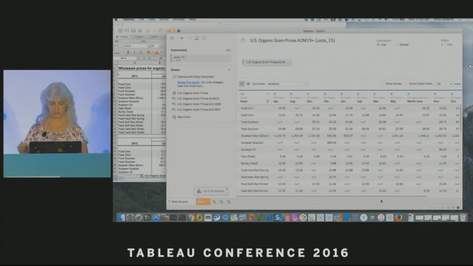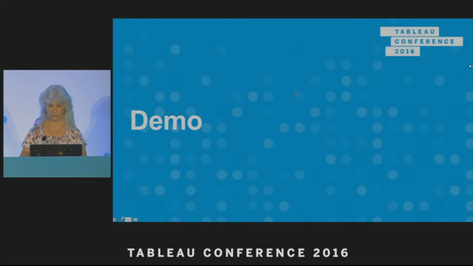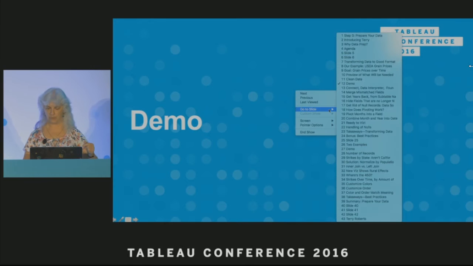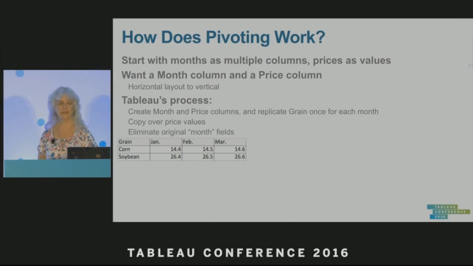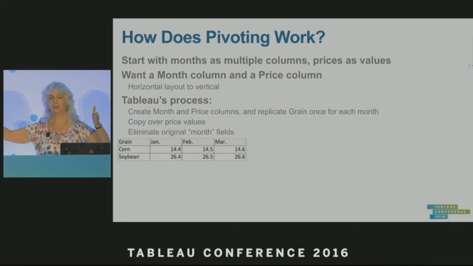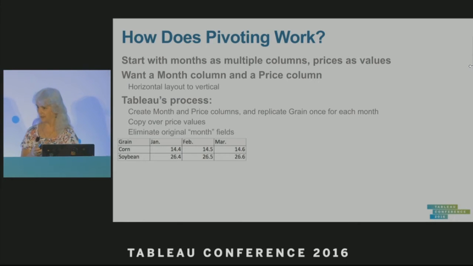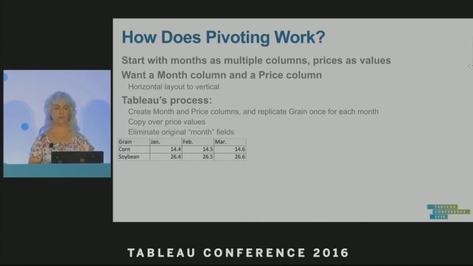I want to switch back to PowerPoint just for a second and do more of a dive into pivot to make it a little bit more real in your mind. So I'm skipping over all of those screenshot slides and going to how does pivoting work. Okay, we start out with what we had in this example. We have months as multiple columns and prices as the values in those columns. And what we want to end up with is a month column that we can deal with and a price column as a different field for each record. So we're going from a layout that's essentially horizontal to one that's a lot more vertical.